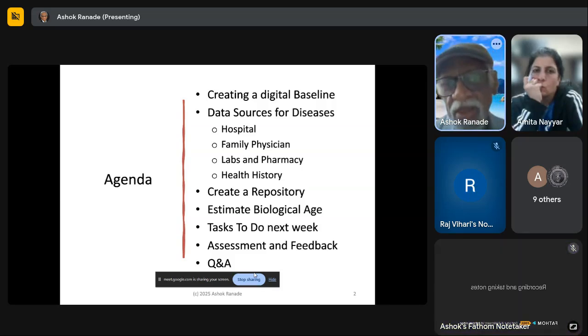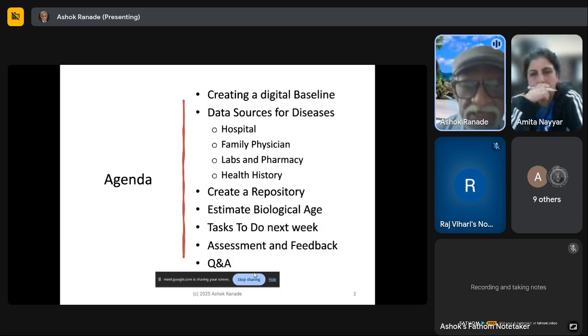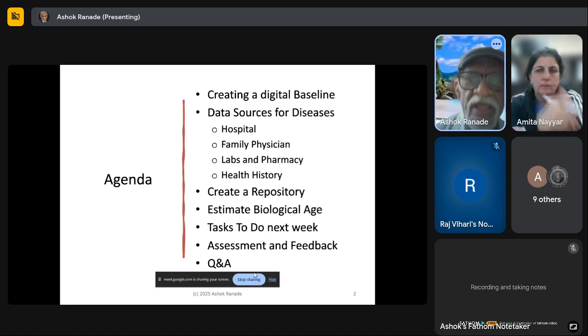Filling up all your data related to diseases. This is the most important thing that we need to achieve in this week.